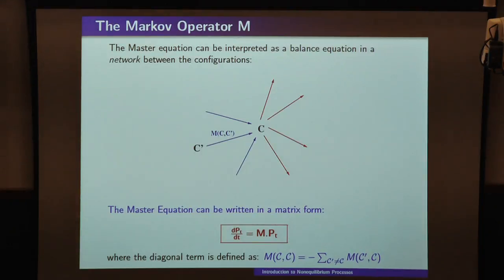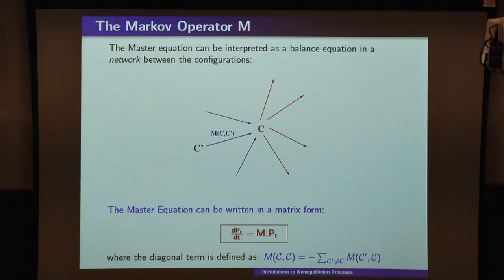the master equation can be rewritten as a very compact matrix equation. So it's a linear equation. It's a kind of Schrödinger equation, but the Markov operator has absolutely no reason to be Hermitian, to be symmetric. The rates are real numbers, so it has no reason to be symmetric.